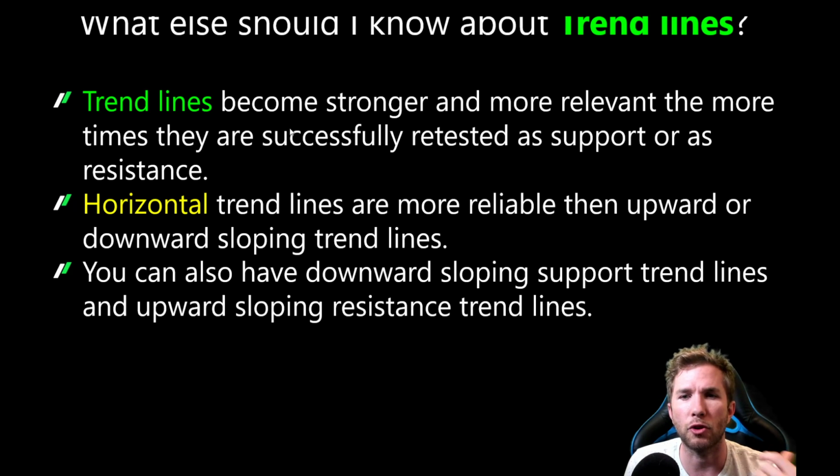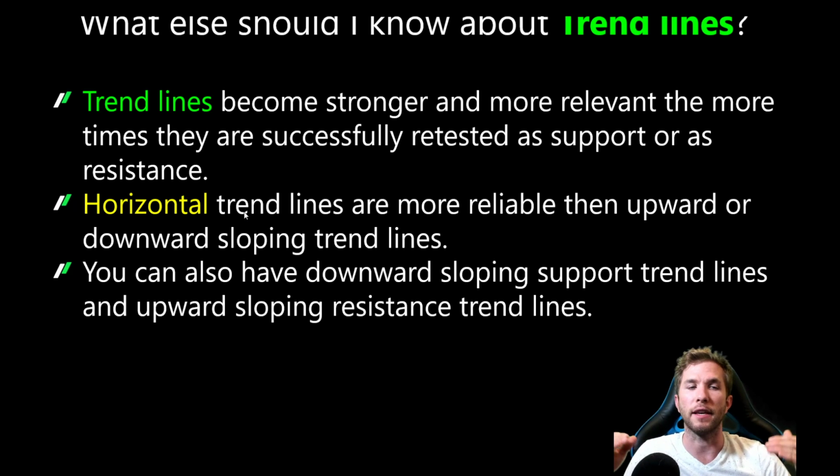So trend lines become stronger and more relevant the more times they're successfully tested, whereas support lines, horizontal trend lines, are more reliable than upward or downward sloping trend lines, and support and resistances become weaker horizontally because that's an example of supply and demand, whereas trend lines get stronger because more buyers are showing up to the market. And the way that you know a trend is over is short term, midterm, and long term. We'll identify that during the Q&A, but when the trend line is actually broken, that's one way you know that the short term trend is broken.